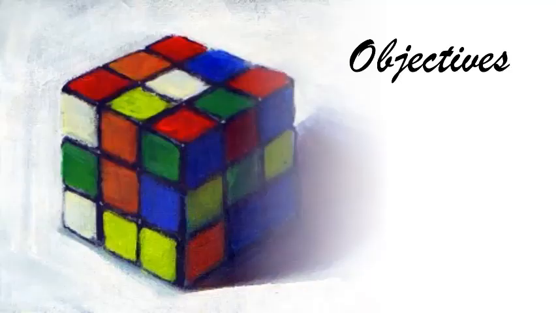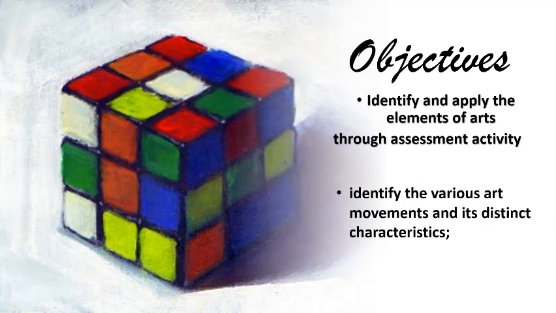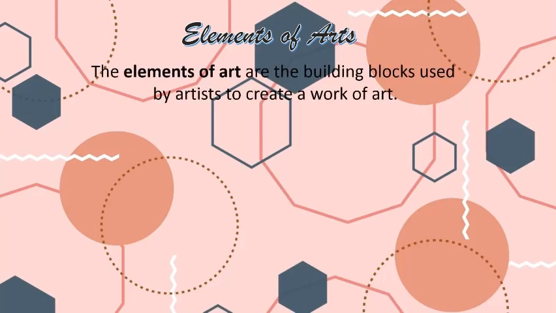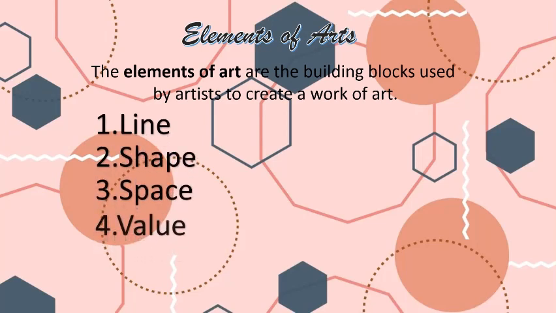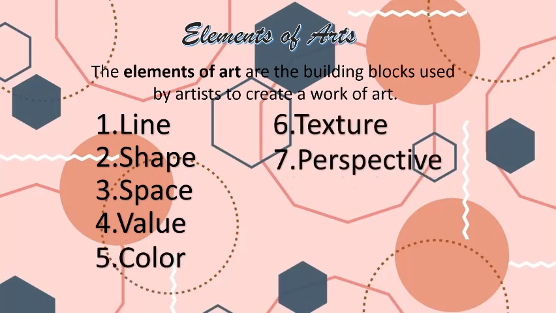For today's objectives, you will identify and apply the elements of arts through assessment activity. You would also identify the various art movements and their distinct characteristics. Let's start with the elements of arts. The elements of arts are the building blocks used by artists to create a work of art. It consists of line, shape, space, value, color, texture, and perspective.